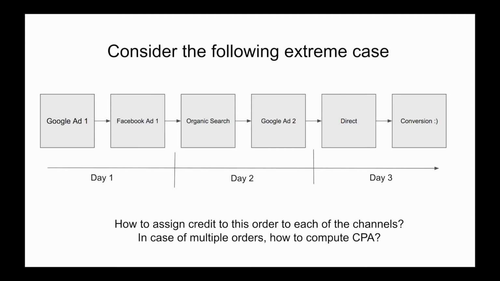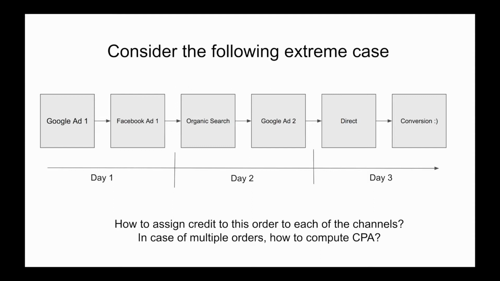Now let's consider an example. On day one, this specific user saw your ad on Google, then saw your ads on Facebook. Then on day two, they thought about your company again, and they visited you through organic search. And then later in the day, they saw your second ad on Google. And finally, on day three, they converted through direct channel.